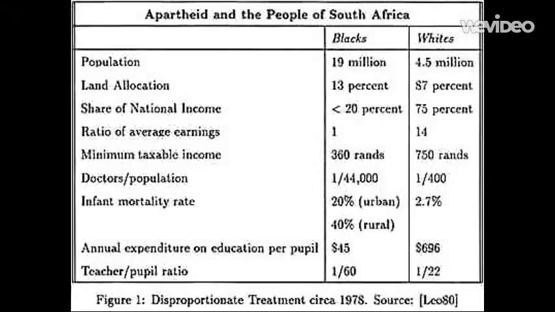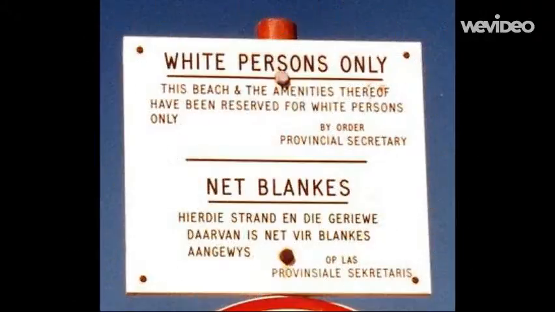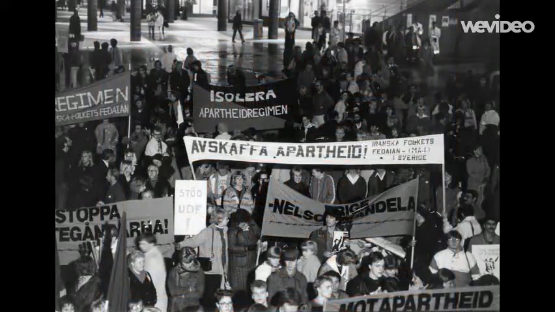During the South African apartheid, the teacher-to-pupil ratio was 1 to 60 for colored people and 1 to 22 for white people. The doctors-to-population ratio for the colored population was 1 to 44,000, but for the white population it was 1 to 400. The share of national income for colored people was less than 20%, while white people had a share of over 75%. Many countries reacted differently to apartheid and its laws, but they were all striving for the same goal: to end apartheid.